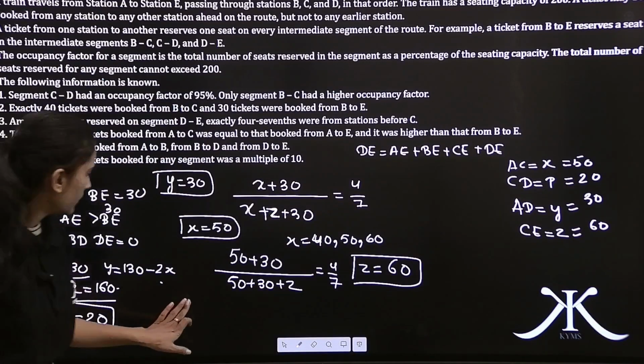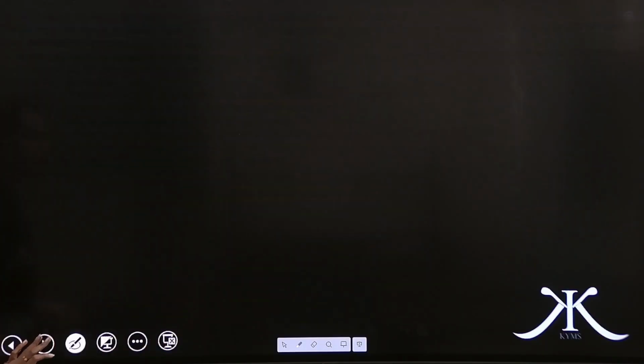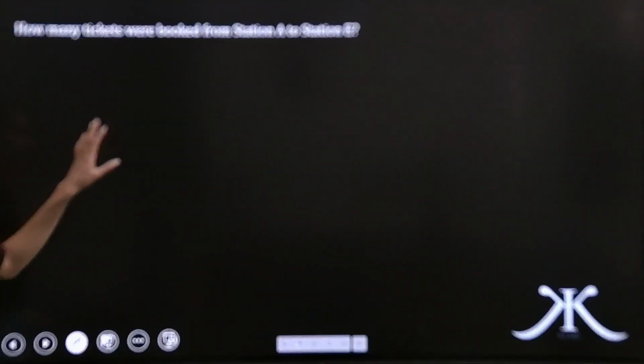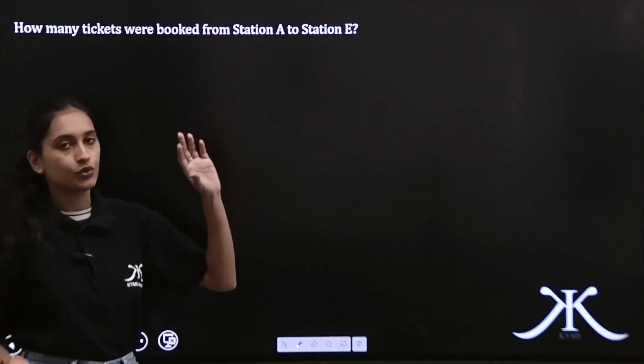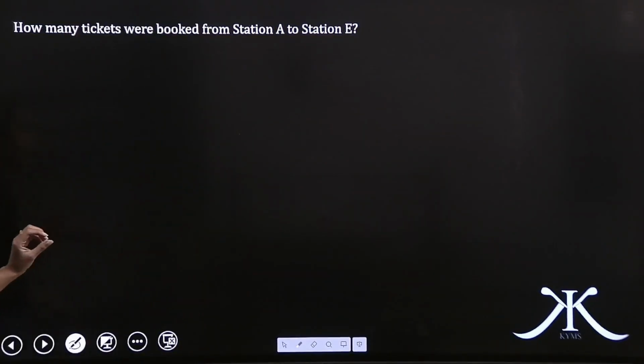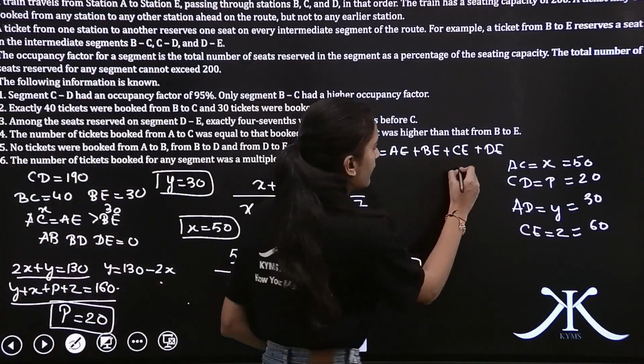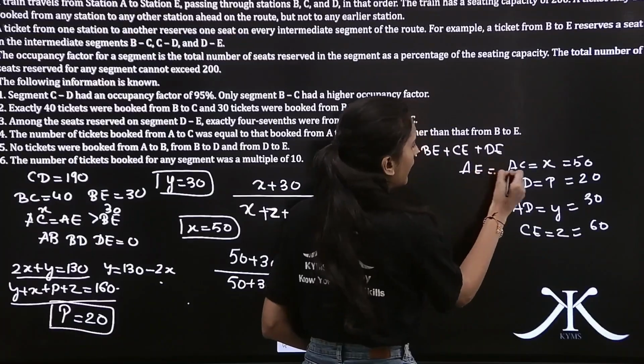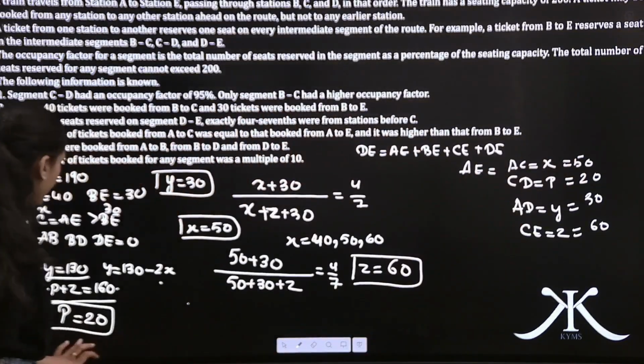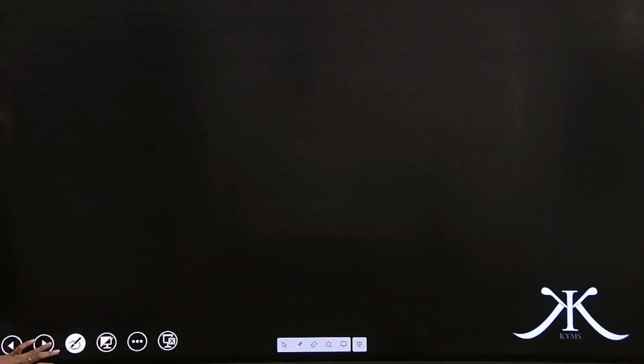Now let's move to our first question. How many tickets were booked from station A to station E? From station A to station E, we have the value of AE, that is equal to AC, that is equal to X. So 50 tickets were booked.